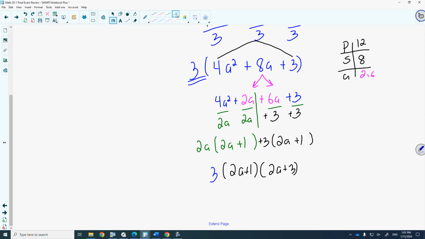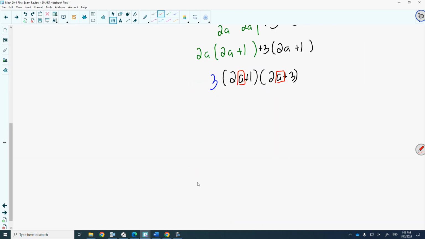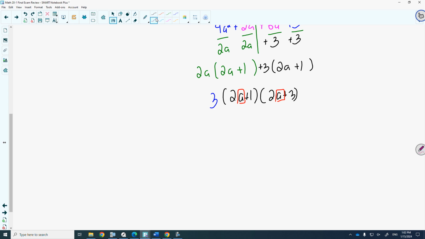And then at the end, you need to go back and take your A's out and put what A was equal to. So A was x plus 2. So it's going to be 3, then 2 times (x plus 2) plus 1, then 2 times (x plus 2) plus 3.